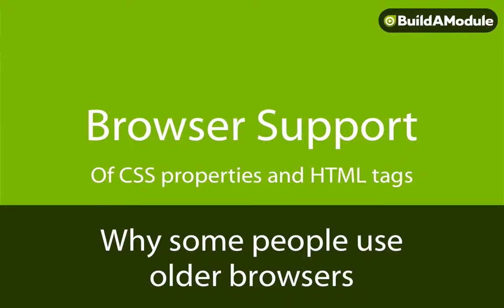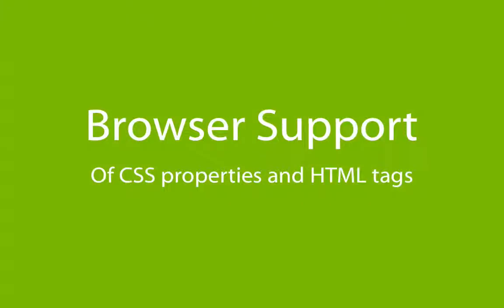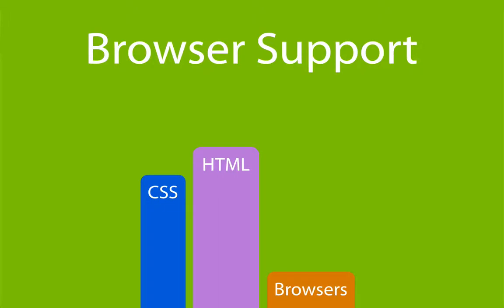So something we haven't talked about yet, but that will come up naturally during your front-end development training, is how to deal with browser support of CSS properties as well as HTML tags. CSS and HTML are evolving all of the time, as are browsers. And so the latest version of each of the major browsers has the best support for some of the latest HTML and CSS, with Chrome and Firefox taking the lead in terms of support.